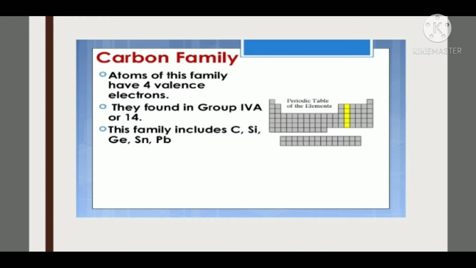Atoms of this family have 4 valence electrons. They are found in group 4A or 14. This family includes carbon, silicon, germanium, tin, and lead. This family needs 4 valence electrons to complete the stable electron configuration.